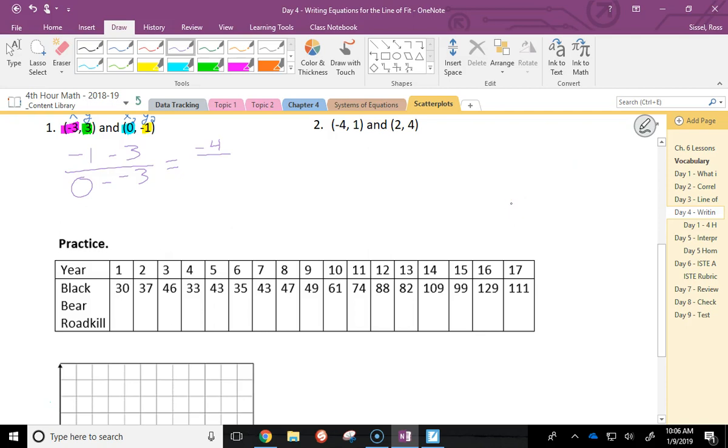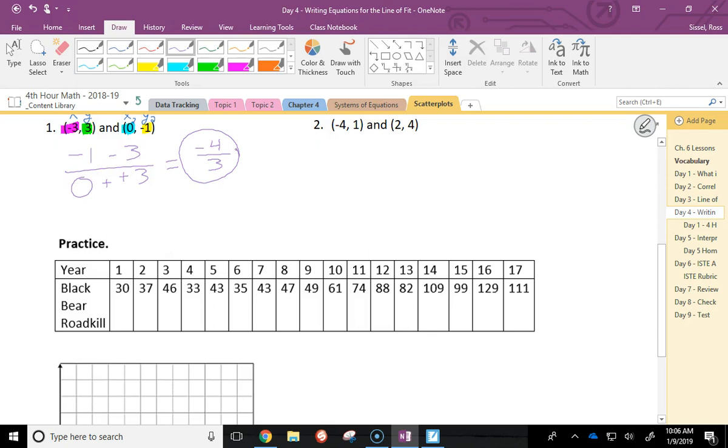We now have 0 minus negative 3. When we're minusing a negative, we make them positive. Subtracting a negative is like adding a positive. So this would be 3. Our slope is negative 4/3. We leave it that way.